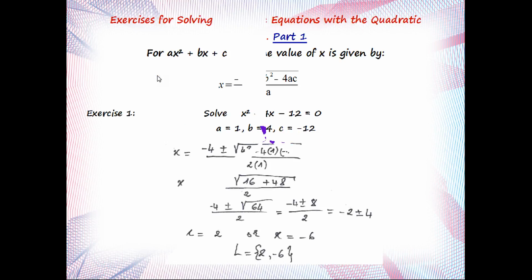Hi guys. With this video, we show you solving quadratic equations with the quadratic formula.